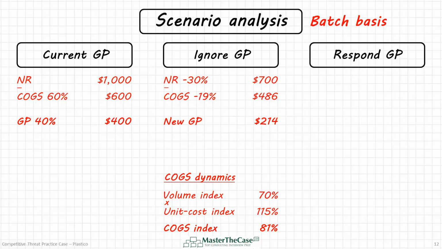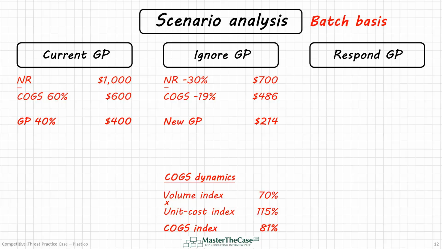Finally, the respond scenario. Here, the overall logic is a bit more complex because of the following three factors. 1. In terms of the revenue driver dynamics, both volume and price will decline. 2. In terms of the gross profit calculation, two extra variables, bonus and commission, will have to be taken into account. And 3. In terms of the COGS dynamics, it will be similar to that in the ignore scenario.